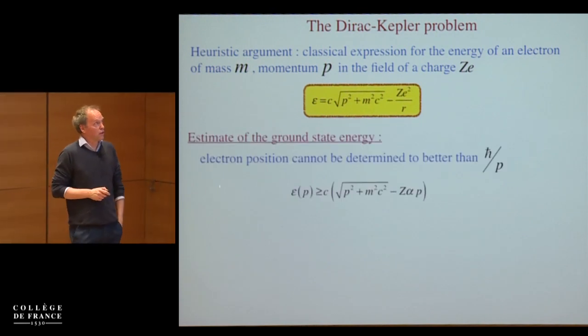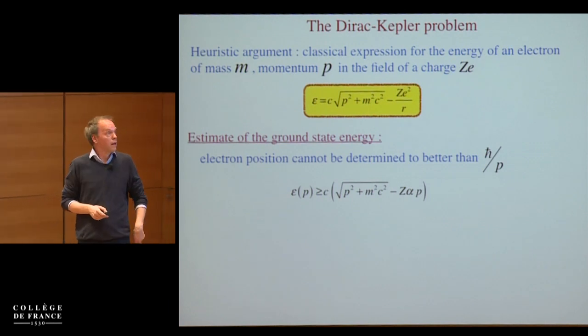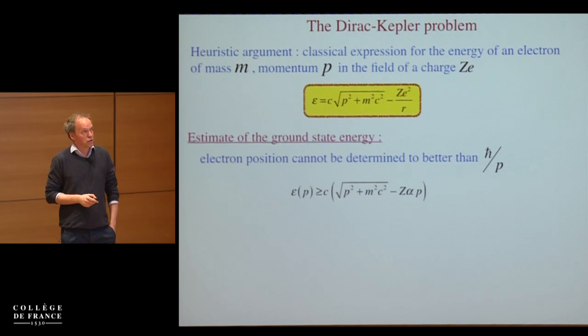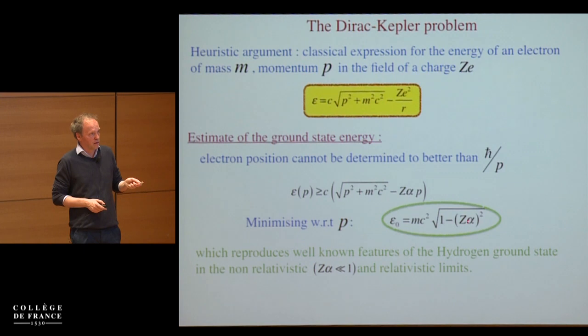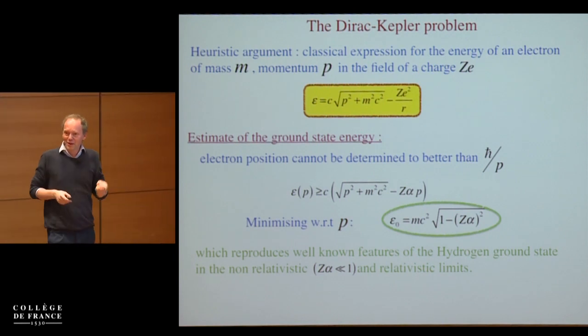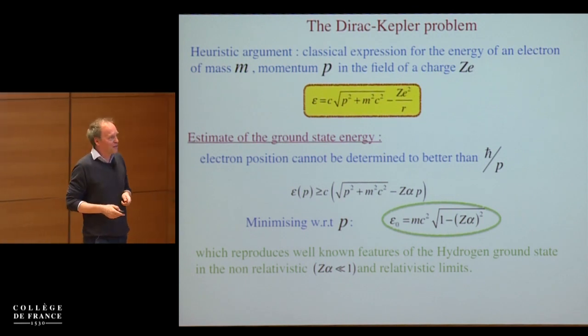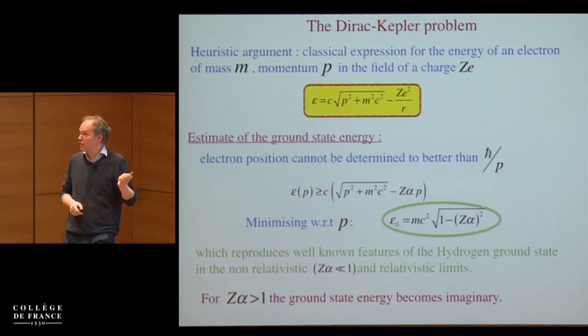And you estimate the ground state energy by just using the fact, as usual, that the electron position cannot be determined to better than h bar over p. And therefore, the energy is always larger than this value. Okay? And by minimizing with respect to p, you get that the ground state energy is equal to this value. Now, this expression reproduces well-known features of the hydrogen ground state in the non-relativistic limit, when this quantity is much smaller than 1, and also in the relativistic limit. It should not get too much credit, though. And what you see is that for Z alpha larger than 1, the ground state energy becomes imaginary, and this is the sign of the instability that I just discussed.